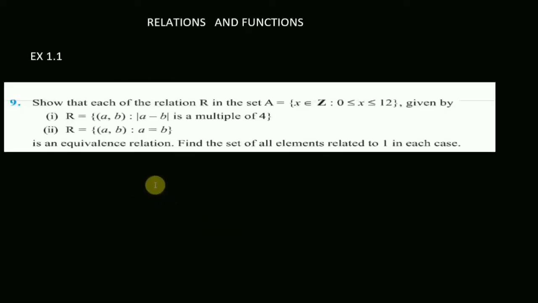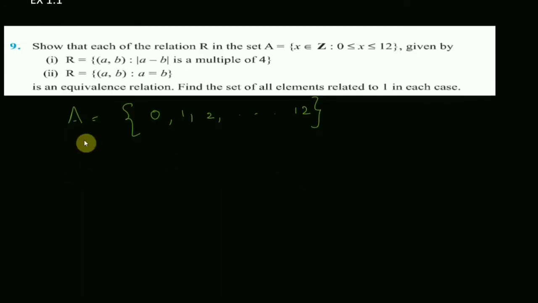Hello students, today we'll do Relations and Functions, exercise 1.1, question number 9. Show that each of the relations R in the set A, where A is the set of x belonging to Z such that x lies between 0 and 12. So R is a subset of A cross A. R will be the set of all the ordered pairs (a, b) where the modulus of the difference is a multiple of 4.